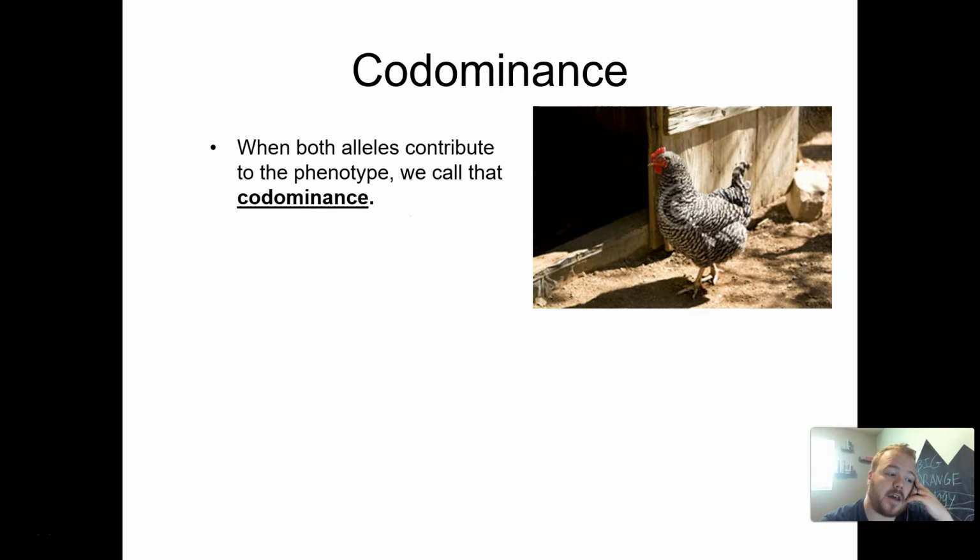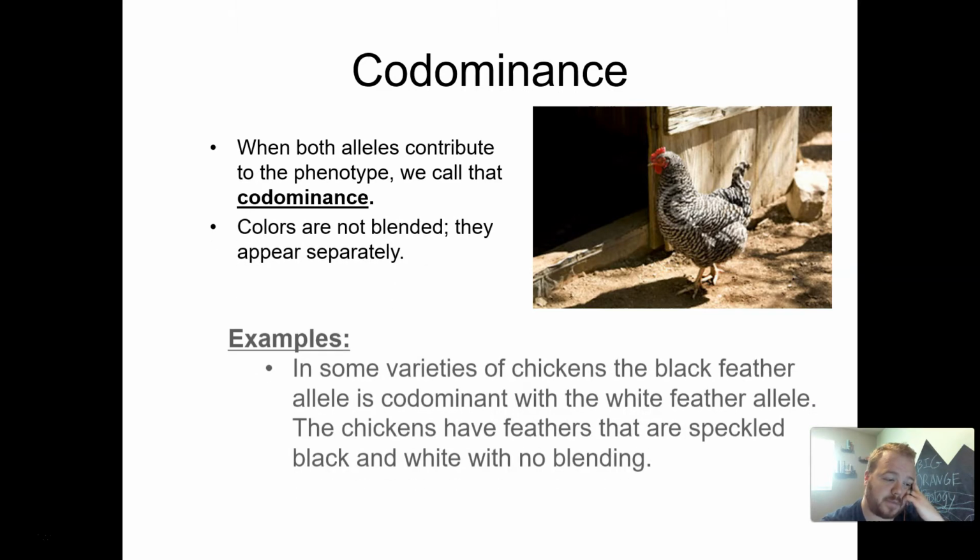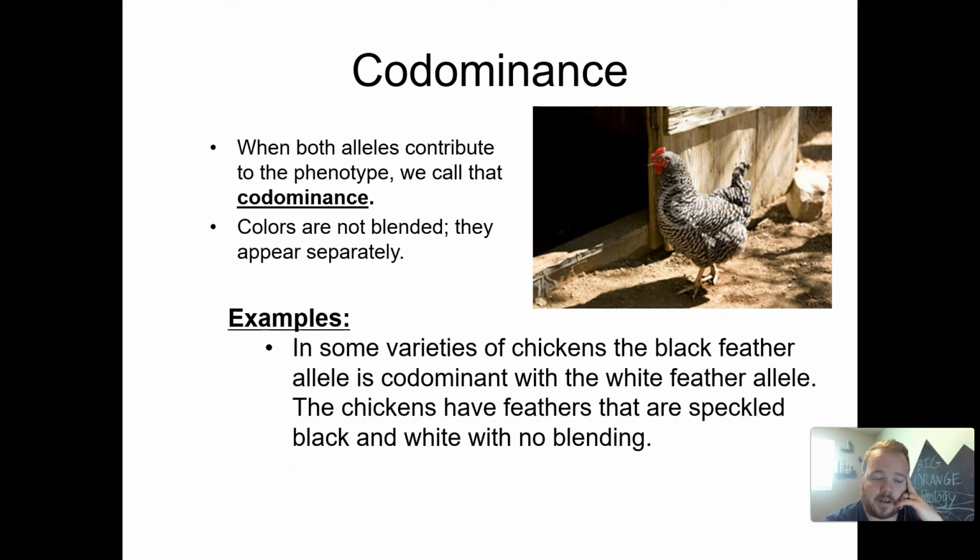Alright, codominance. This is when both alleles contribute to the phenotype, and we call that codominance. Now, colors are not blended. Instead, they appear separately. For example, in some varieties of chickens, like we see here, the black allele is codominant with the white feather allele. The chickens have feathers that are both black and white, speckled, with no actual blending.